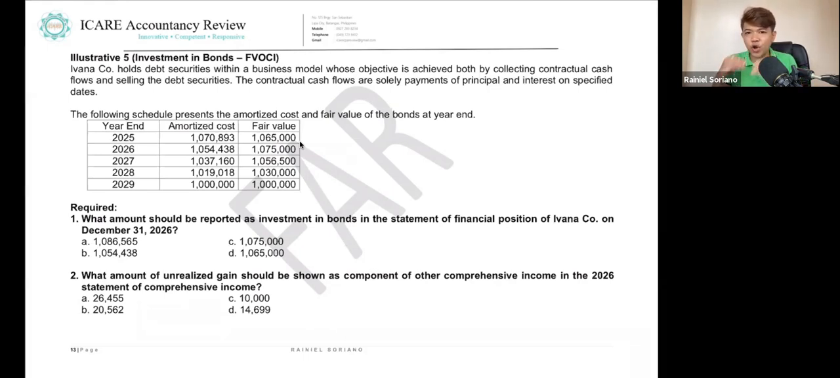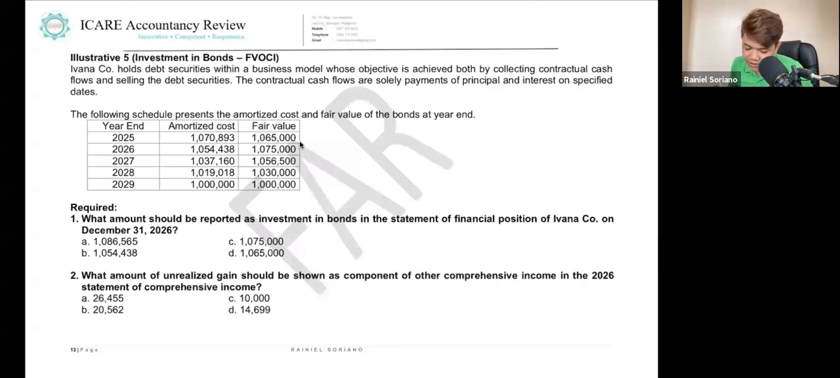Kahit na cumulative loss tayo this year, possible na gain ang i-recognize if we recognize excessive loss the prior years. So para mapatunayan ko yan, let's move on dito sa problem 5. So here, Ivana Company, kilala niyo na sino si Ivana. No need for an introduction for the company name.